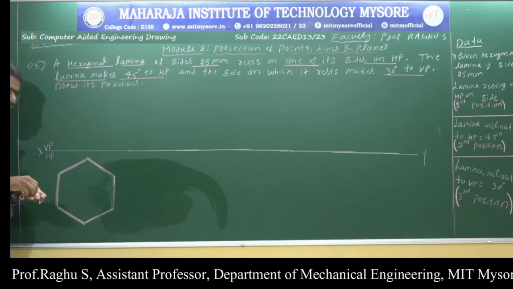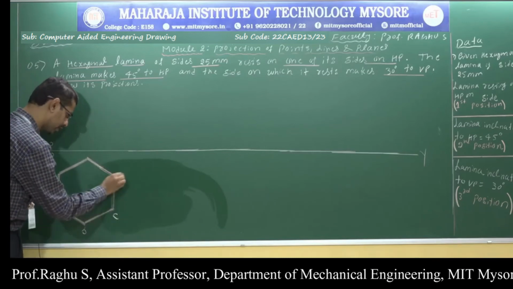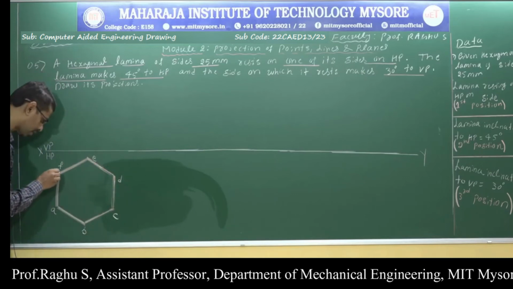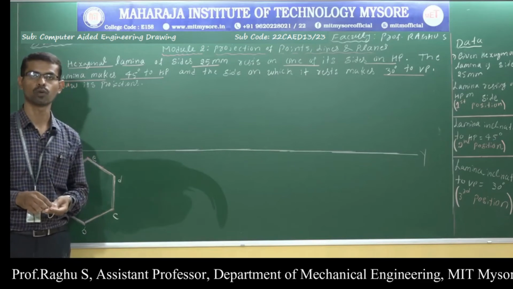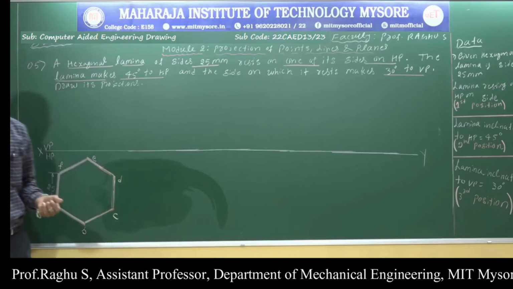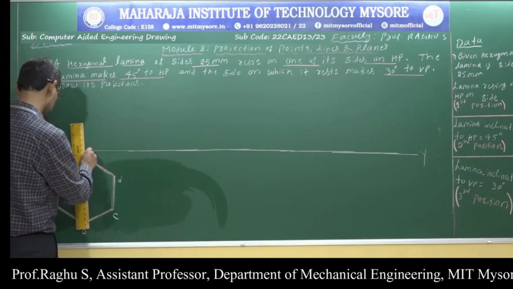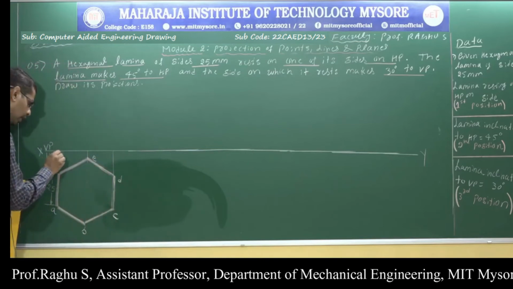Then do the namings: corner A, B, C, D, E and F. Then indicate the dimension. Just draw an extension line from the lamina, then draw the dimension line and indicate the number 25. So I have completed the first position, top view. Now to get the front view, draw vertical projections up to the XY line.